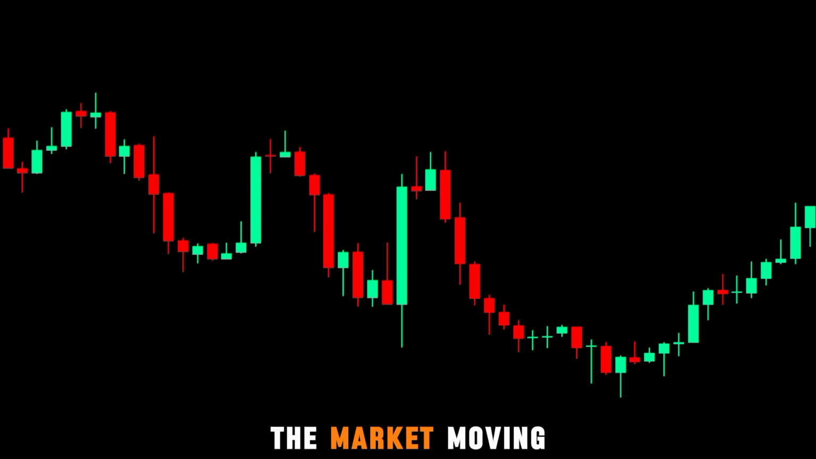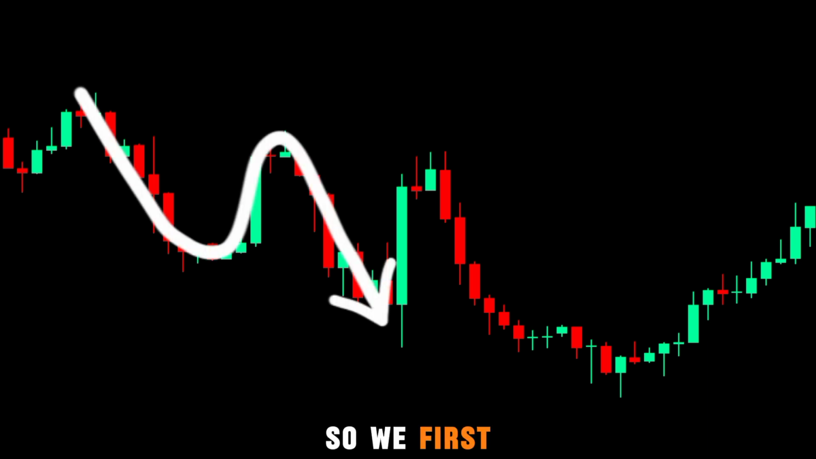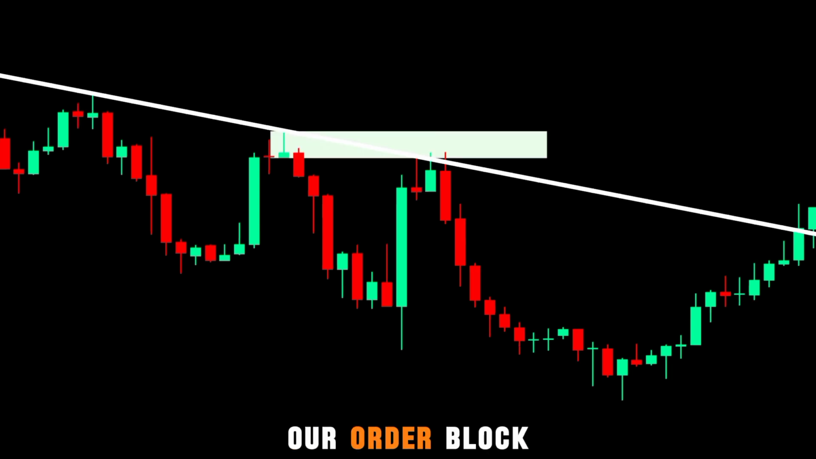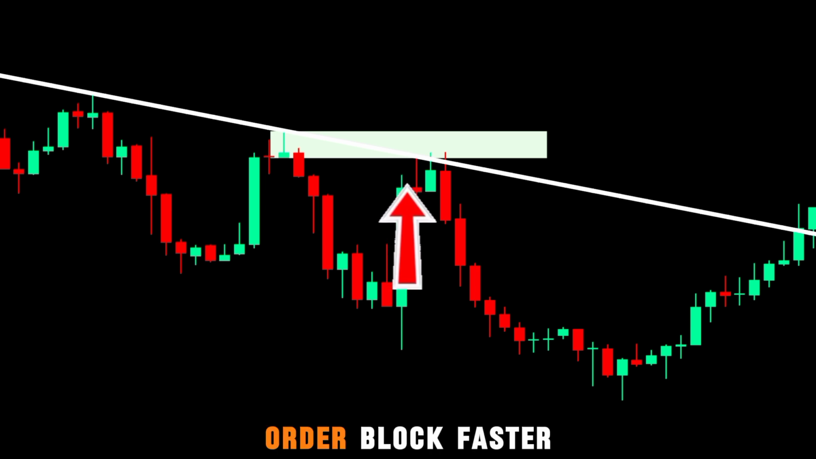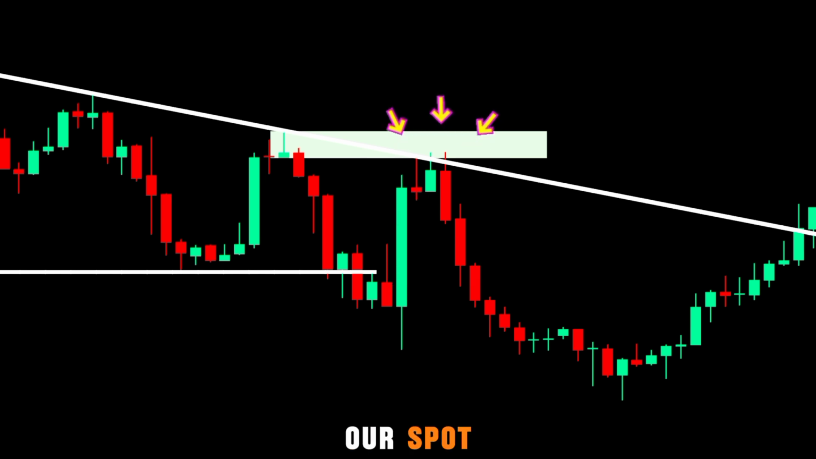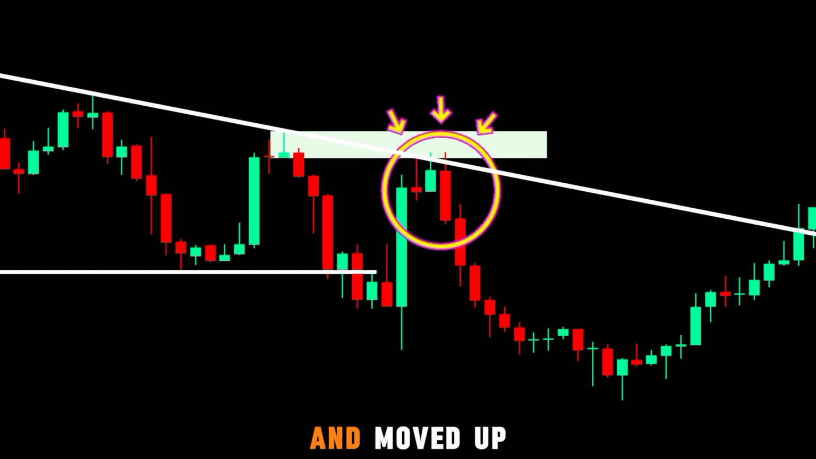Here we have the market moving in a downtrend, so we first draw out our trend line, and after that, we draw out our order block. And then we wait to see what the market will do next. If the market retraces to our order block faster, after breaking out, then we can expect a good trade by the time it touches our spot. And as you can see here, the market behaved like a gentleman and moved up.